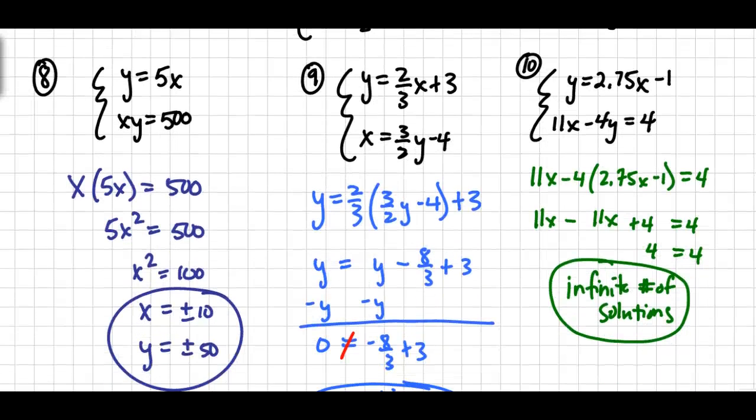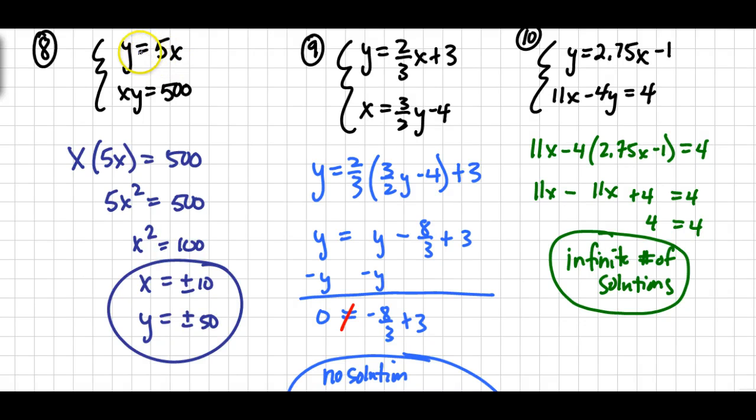So as you look at number 8, if you plug the y value into the lower equation, you'll end up with x times 5x equals 500. x times x is x squared. Divide both sides by 5. Take the square root of both sides and you get positive and negative 10. If you plug positive and negative 10 back into the first equation, 5 times 10 is positive 50. 5 times negative 10 is negative 50. So you end up with 4 solutions there: positive and negative 10 and positive and negative 50.